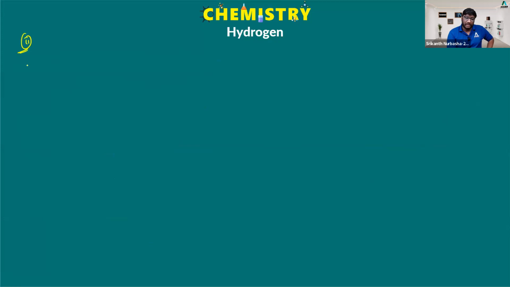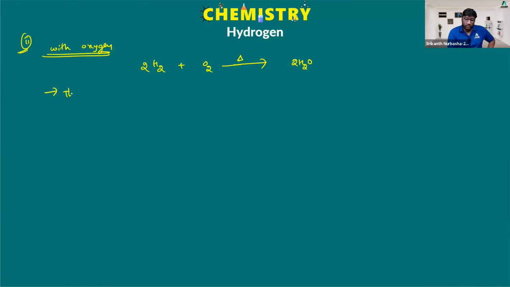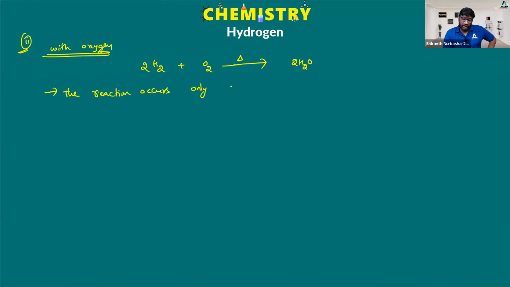And H2 will also react with oxygen. H2 will react with oxygen: 2H2 plus O2 will form 2H2O. But will this reaction occur at normal temperature or very high temperature? Very high. The reaction occurs only at very high temperature. Why? Because H2 and O2 are themselves very stable gases. The reaction occurs only at a very high temperature.